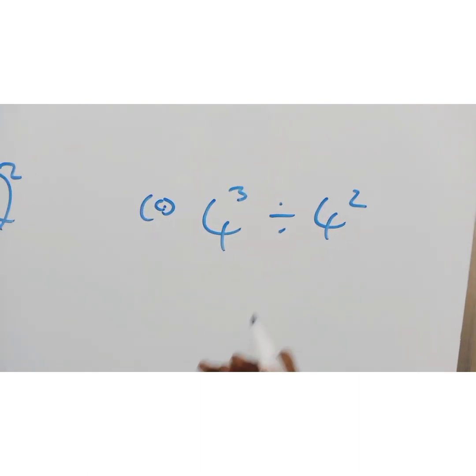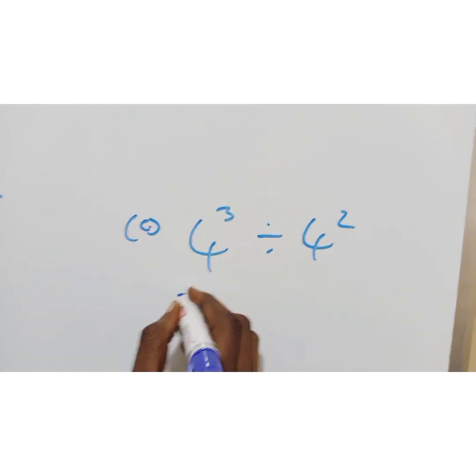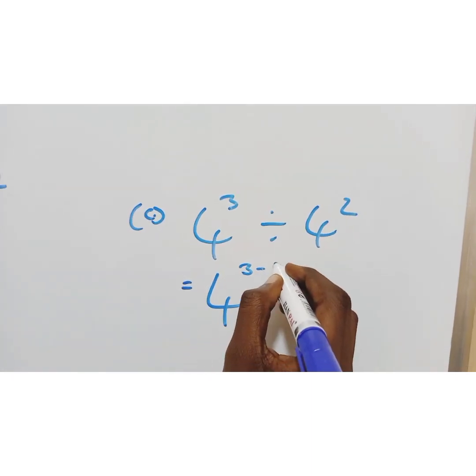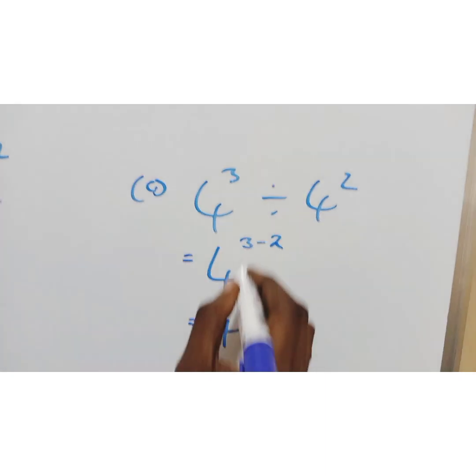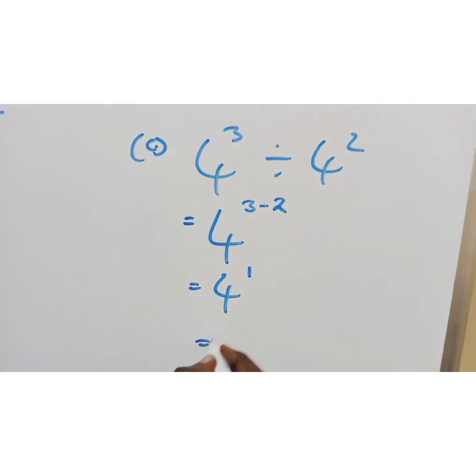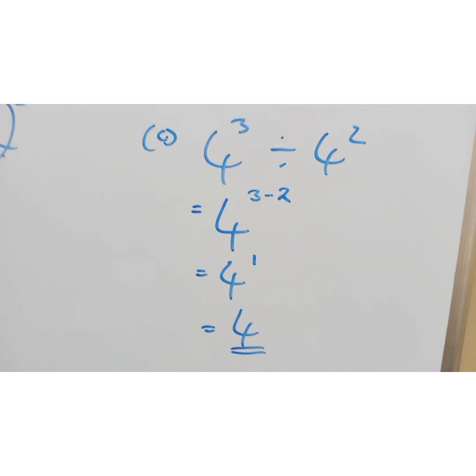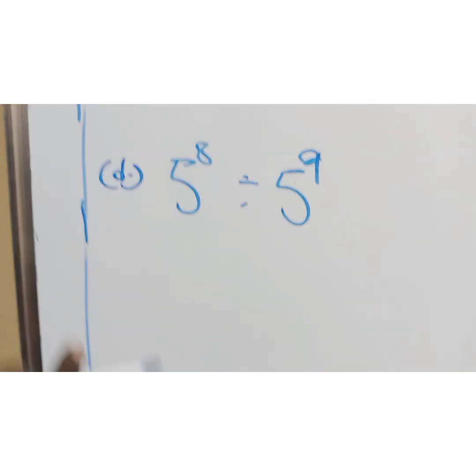Very easy, isn't it? C, we are dividing. So we are going to pick one 4, then 3 minus 2, which gives you 4 to the power 1. So 4 to the power 1 is 4. Simple as that. So make sure you ask yourself, am I dividing here or am I subtracting?